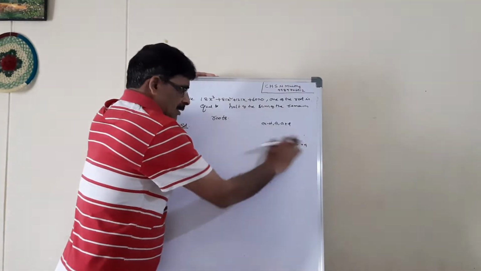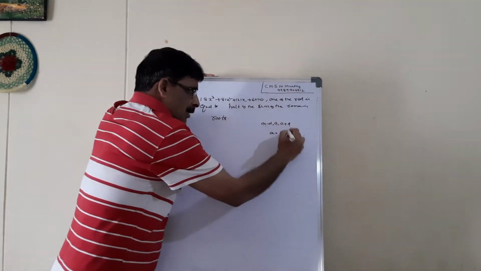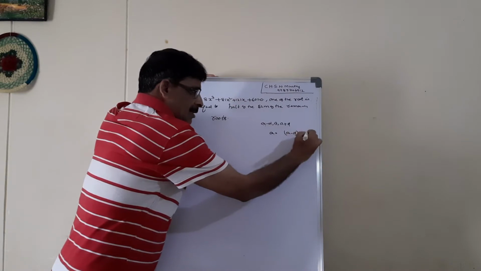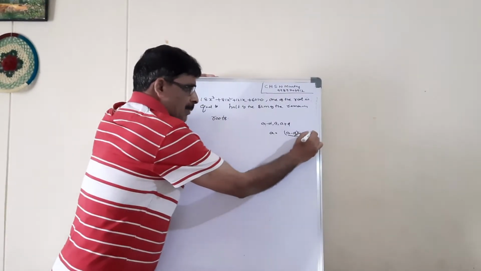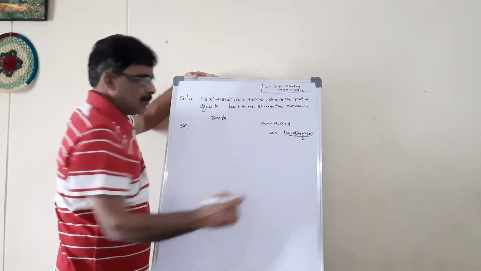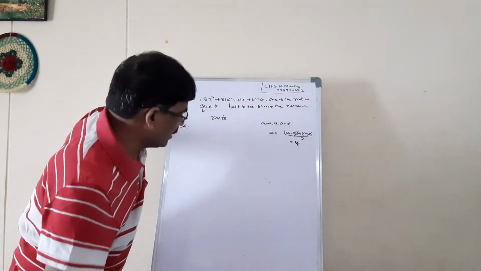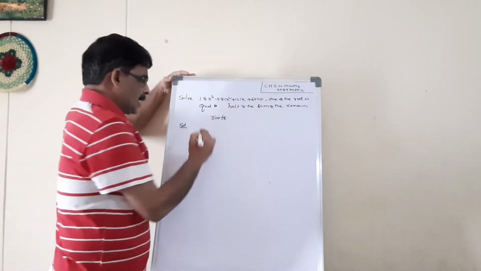Once again, the roots are a minus d, a, a plus d. Suppose a equals half the sum of the remaining roots, a minus d plus a plus d, by 2. Minus d and plus d cancel, 2a by 2 equals a. So this is related to arithmetic progression, no doubt. Same procedure we can follow.